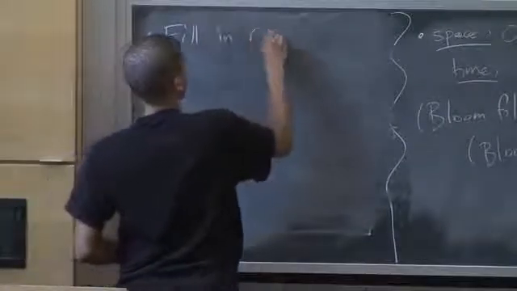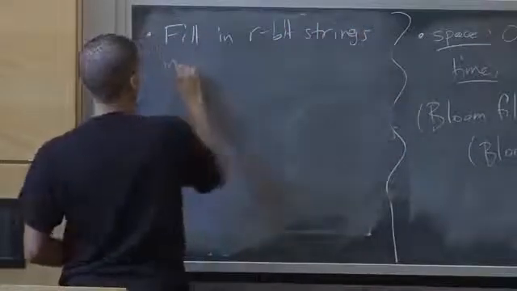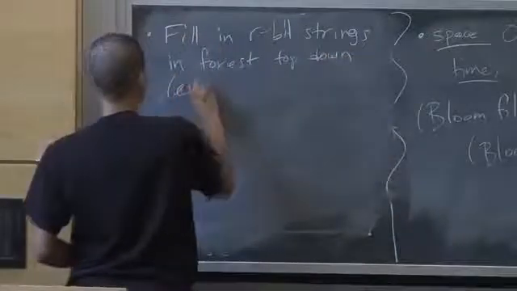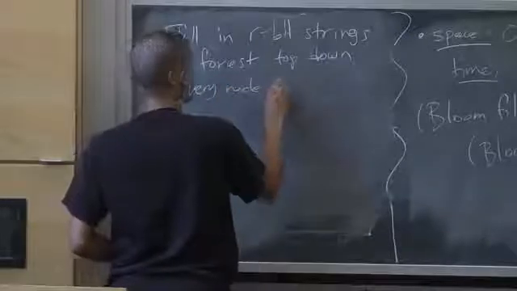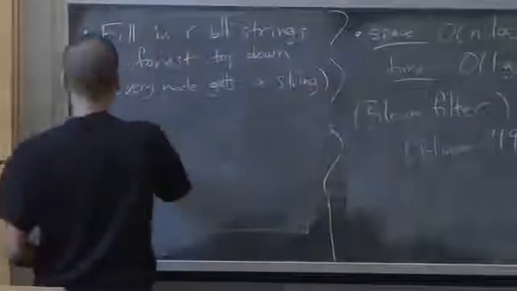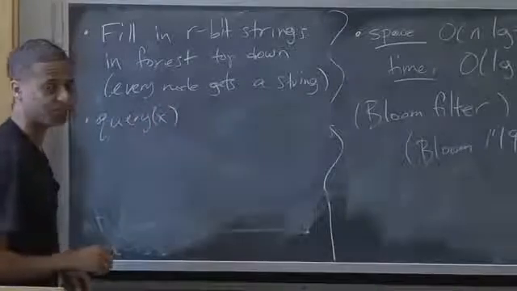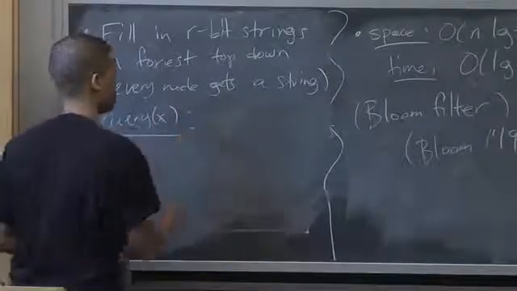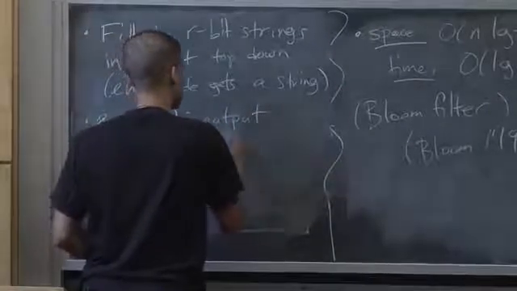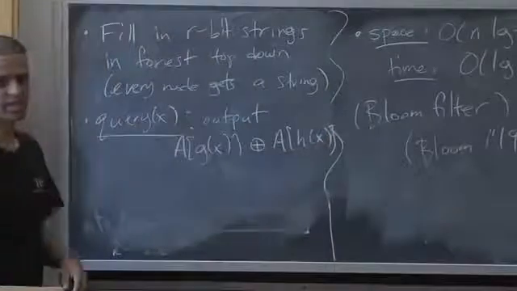Fill in arbitrary strings in the forest, top down. Every node gets a string. If we query x, we'll output a of g of x XOR a of h of x. That's how we answer queries.